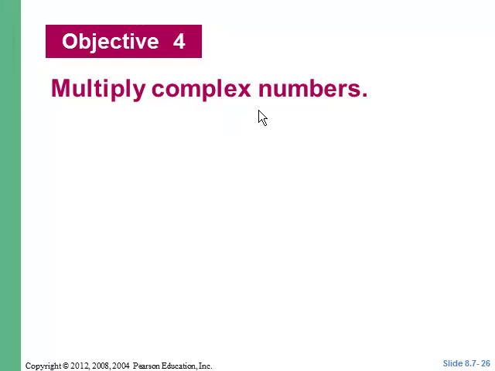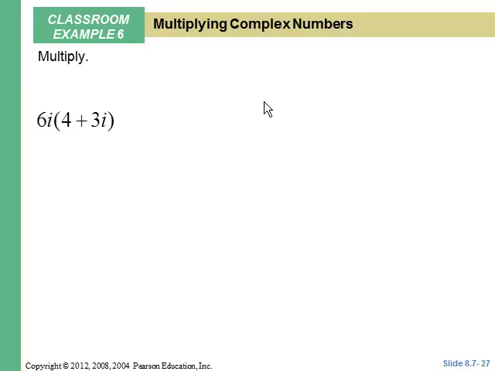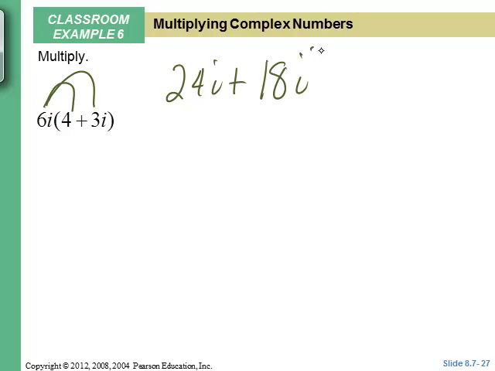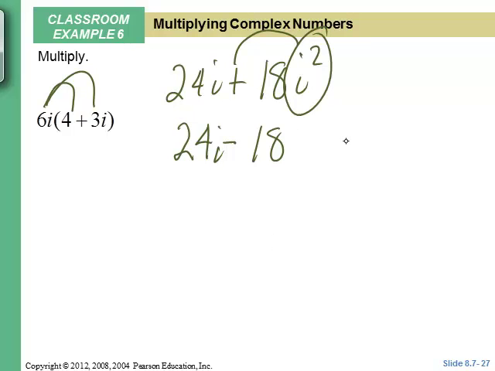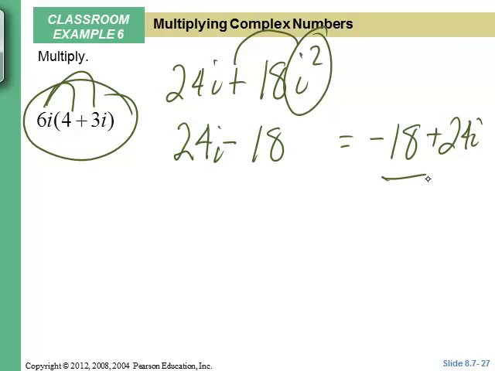Okay, multiplying, we can use the FOIL method, or if it's just one term, we do it by both of those. So that's 24i plus 18i squared. But i squared is negative 1, so that's 24i minus 18. And we always write the negative, or the real part first, so it's negative 18 plus 24i. When you multiply, you always get no more than two terms.